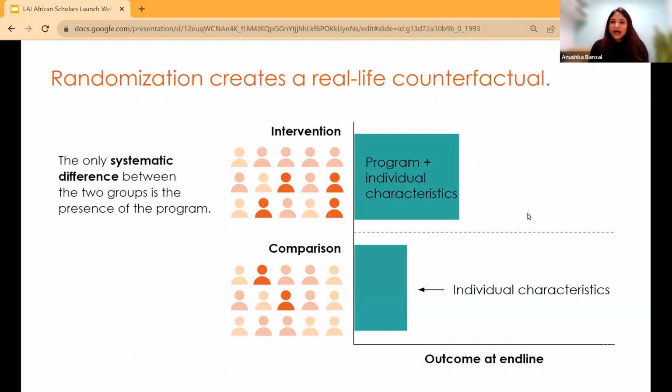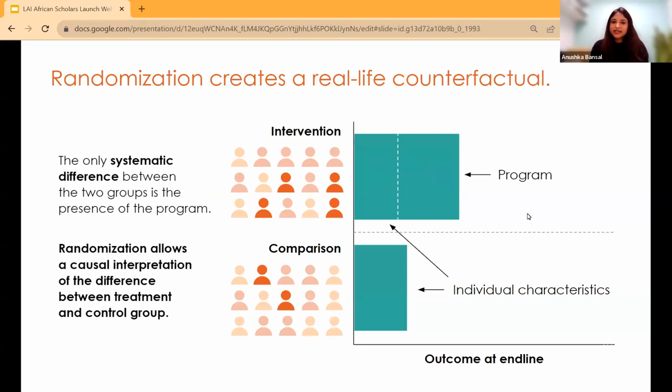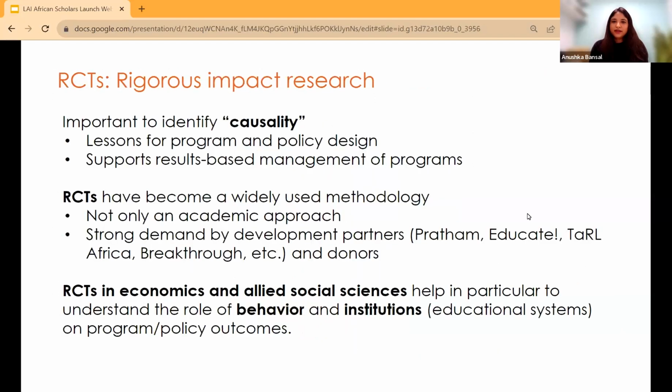Because the only systematic difference between the two groups is the presence of the program, we can assume that they are comparable in terms of the average individual characteristics and then attribute the difference in outcomes to the intervention with a high degree of confidence. So in other words, it is a long-winded way of saying that randomization allows a causal interpretation of the difference between the intervention and the comparison group.